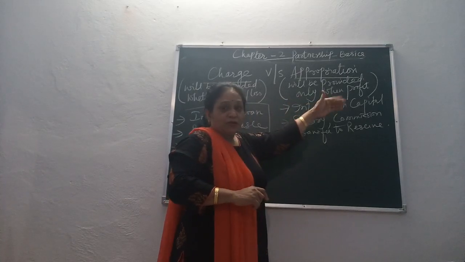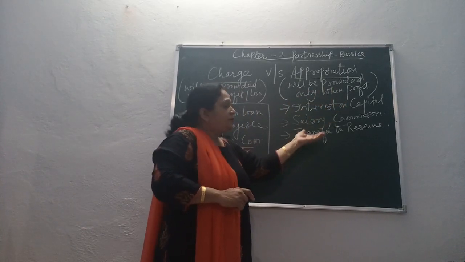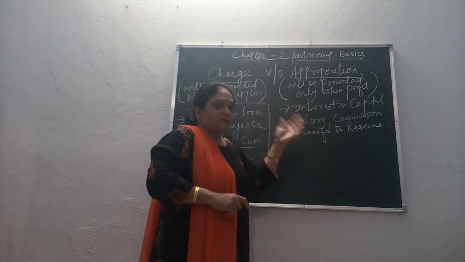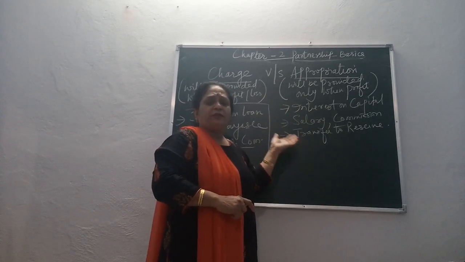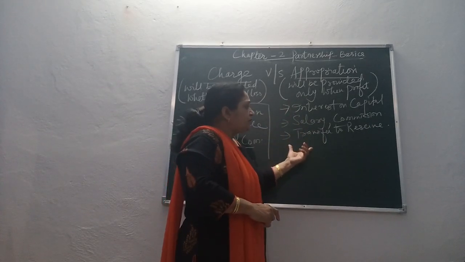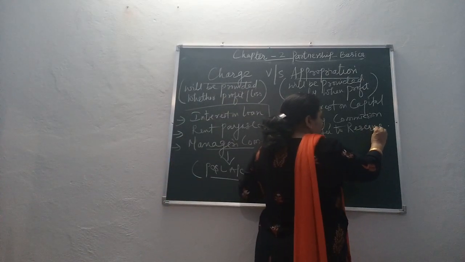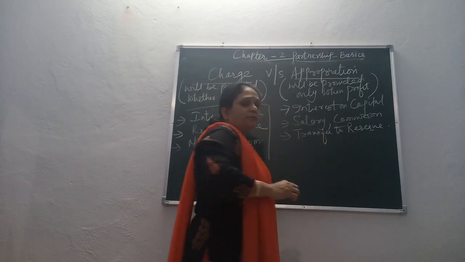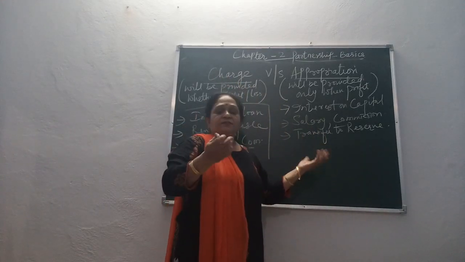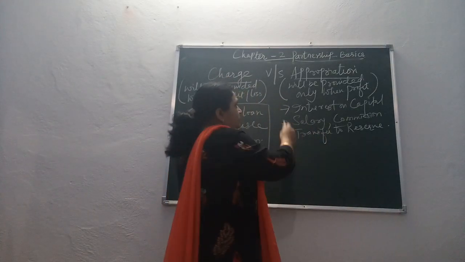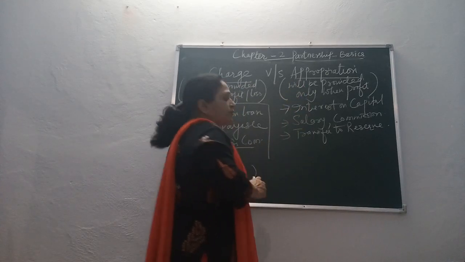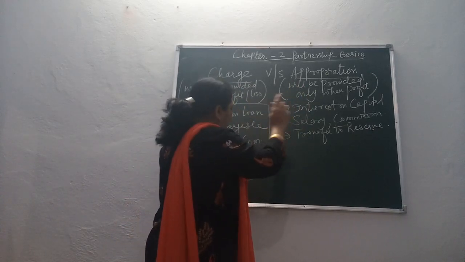Salary, commission. Again, if it is provided in the deed, but the firm incurs a loss, he will not get any salary or any commission. Transfer to reserve. A particular part of the profit is to be transferred to reserve. But if there are no profits, reserves cannot be transferred. So these are the appropriations out of the profits. You have to keep this in mind.